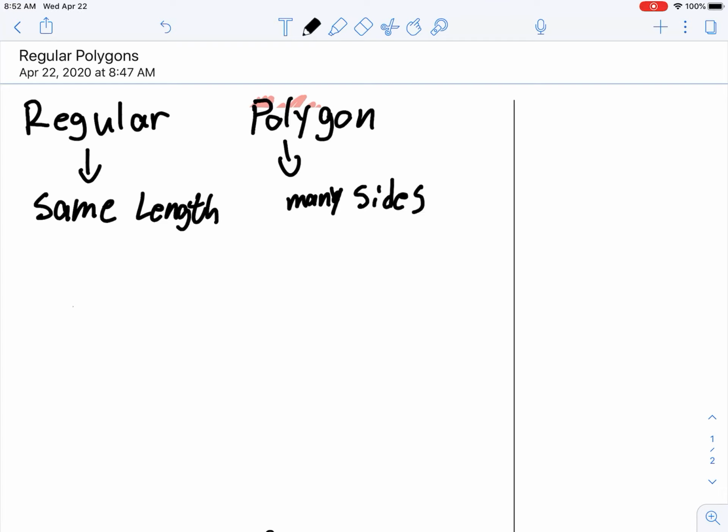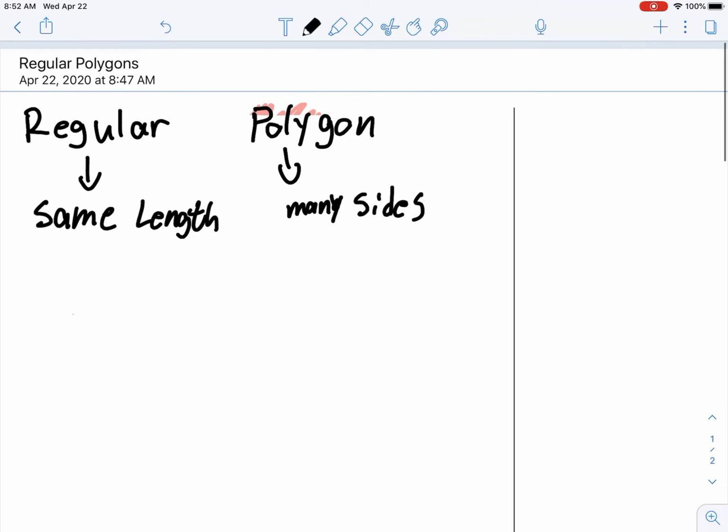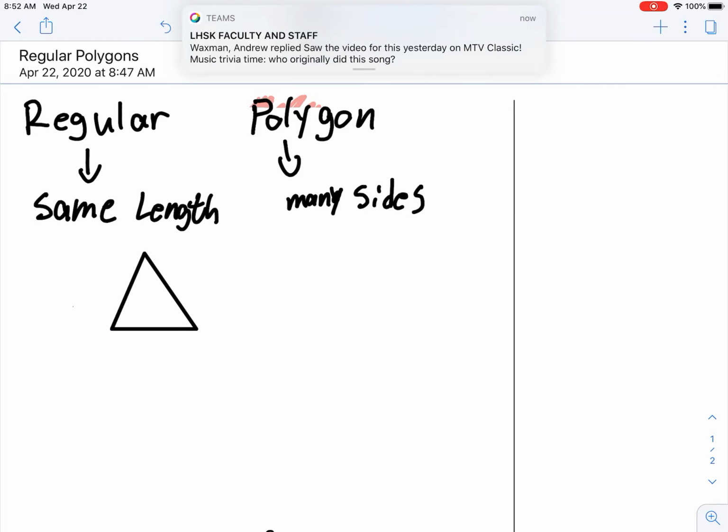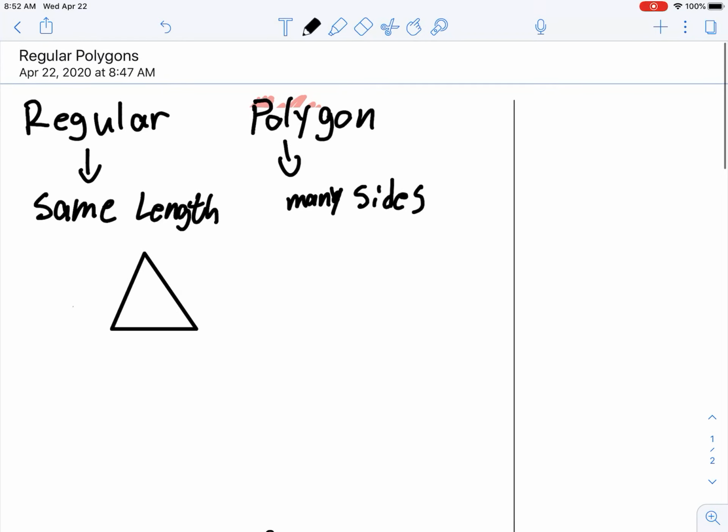Alright, so a regular polygon is a shape that has all sides equal to each other. A polygon is just a fancy word for shape. A shape could be a triangle, and what would make that triangle special is if all the sides on it were the same. Now, I know I didn't draw it quite to scale, but don't ever trust a picture. Go with what it says.